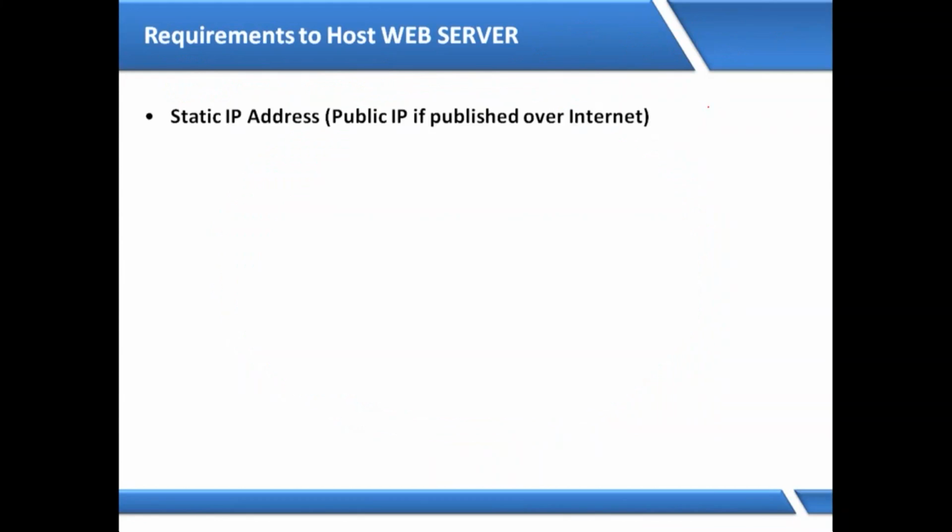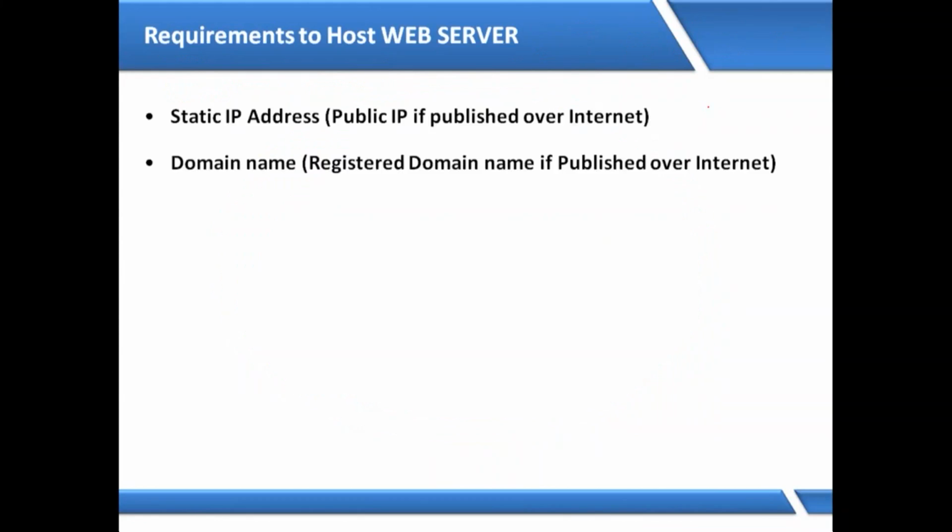So here it is given. If you are hosting over the internet, you have to purchase one public IP. For our private network, we can use a private IP. Private IP is free. Public IP we have to purchase. Then you have to register your unique domain name with that public IP on the internet.